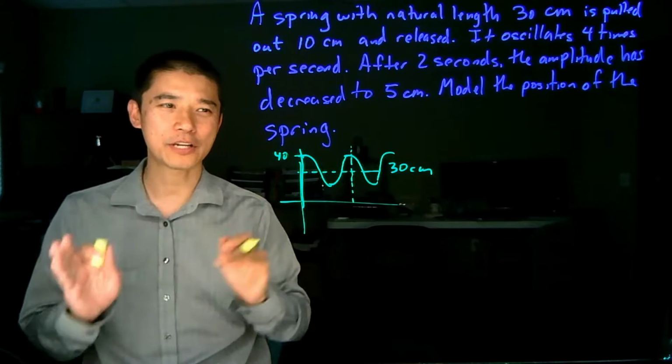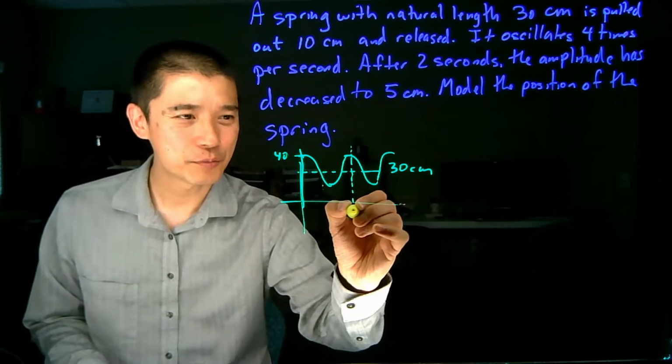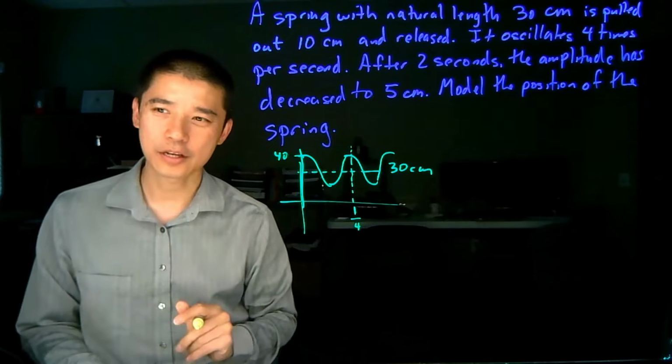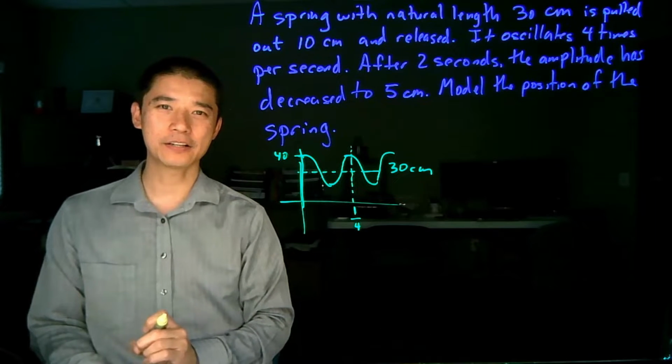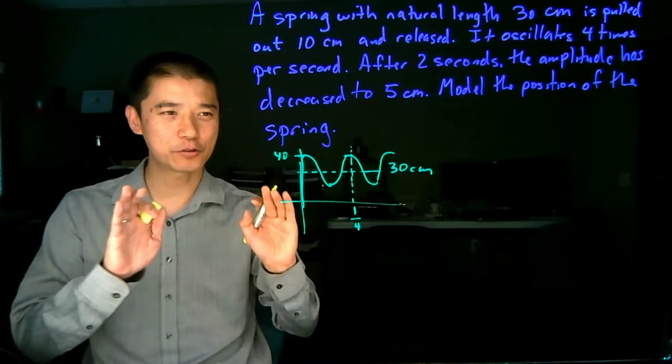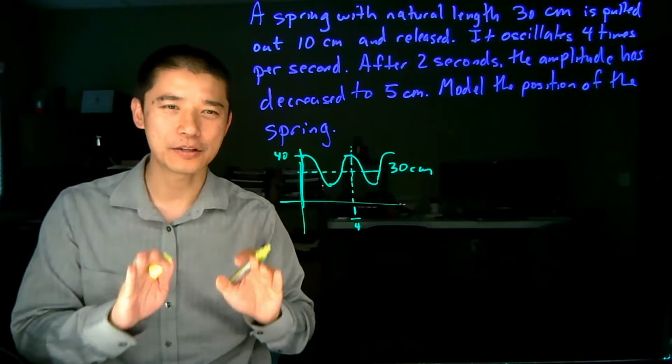4 times per second, meaning that in 1 second it does this 4 times, which means that it takes a quarter of a second for it to repeat. So the period is a quarter of a second. Very confusing for students if you're trying to go too fast, but if you just slow it down and think and read the words, it's much easier.